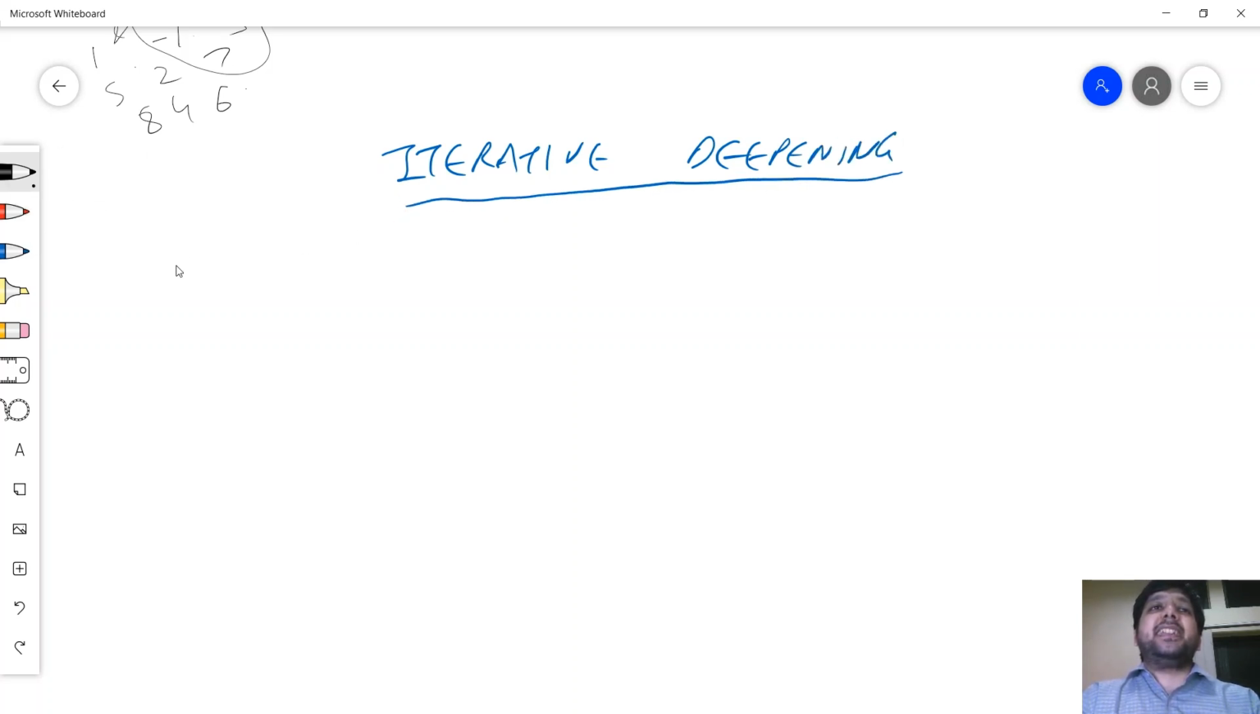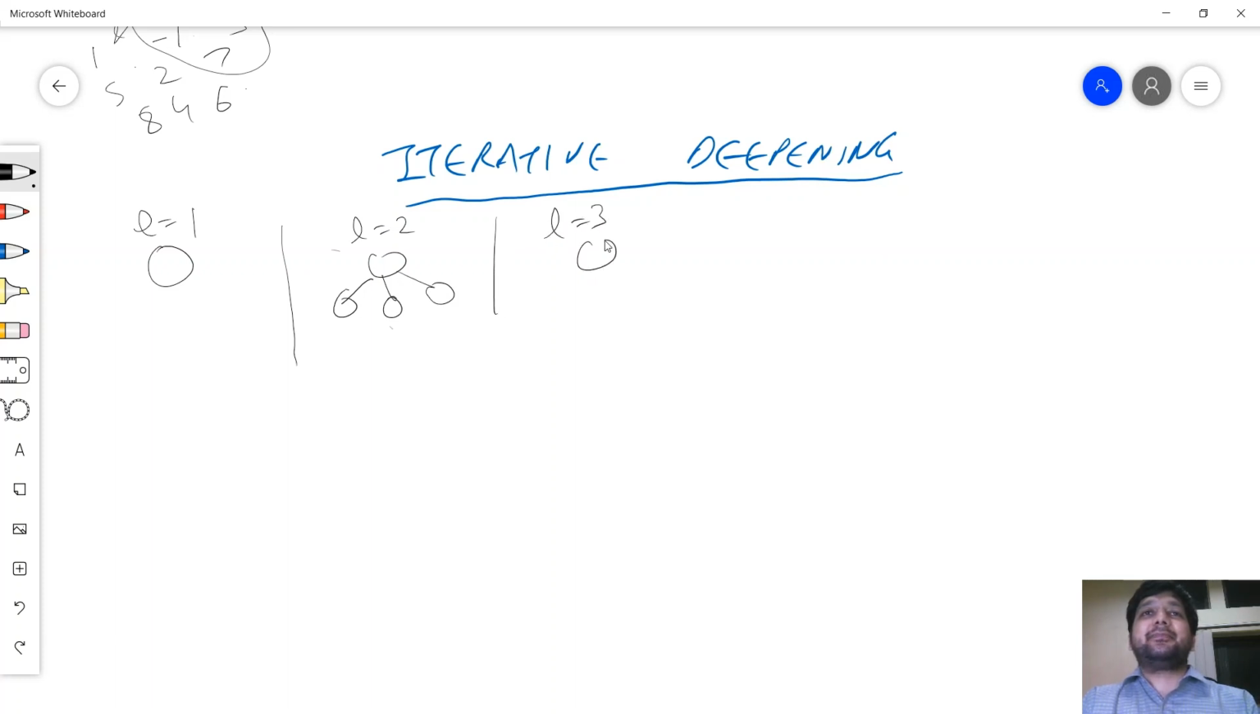So make a guess L is equal to 1. In the first one, you exhaust your depth. So solution not found. Make another guess. L is equal to 2. I cannot go any further. Make another guess. L is equal to 3. Oh, backtracking.